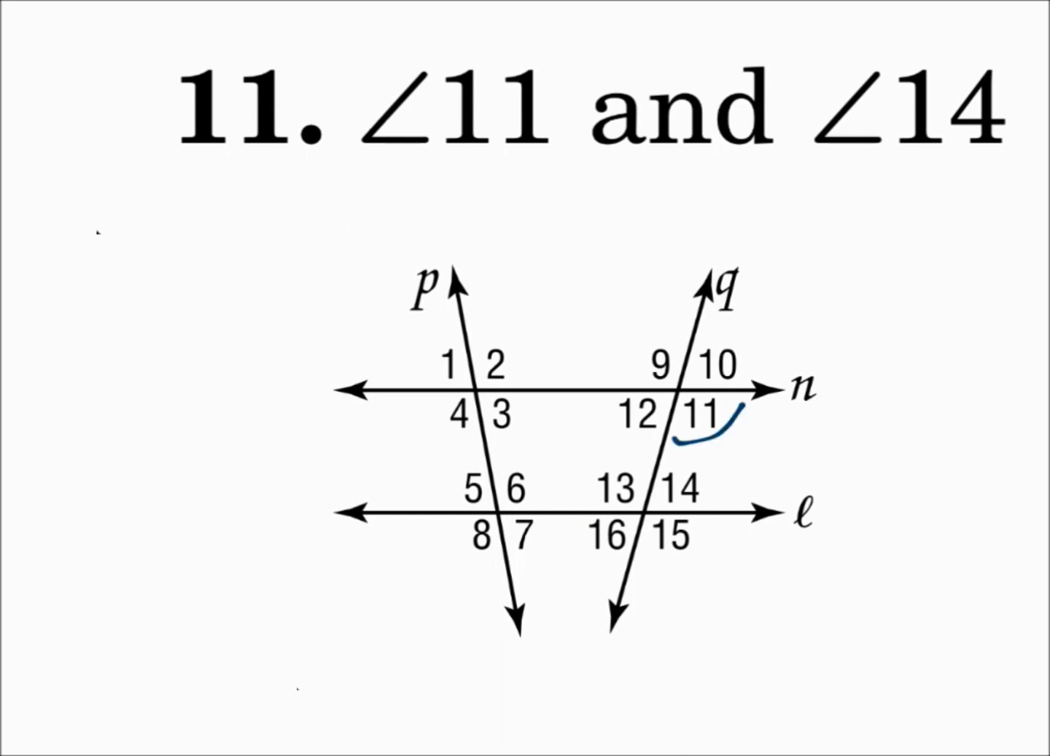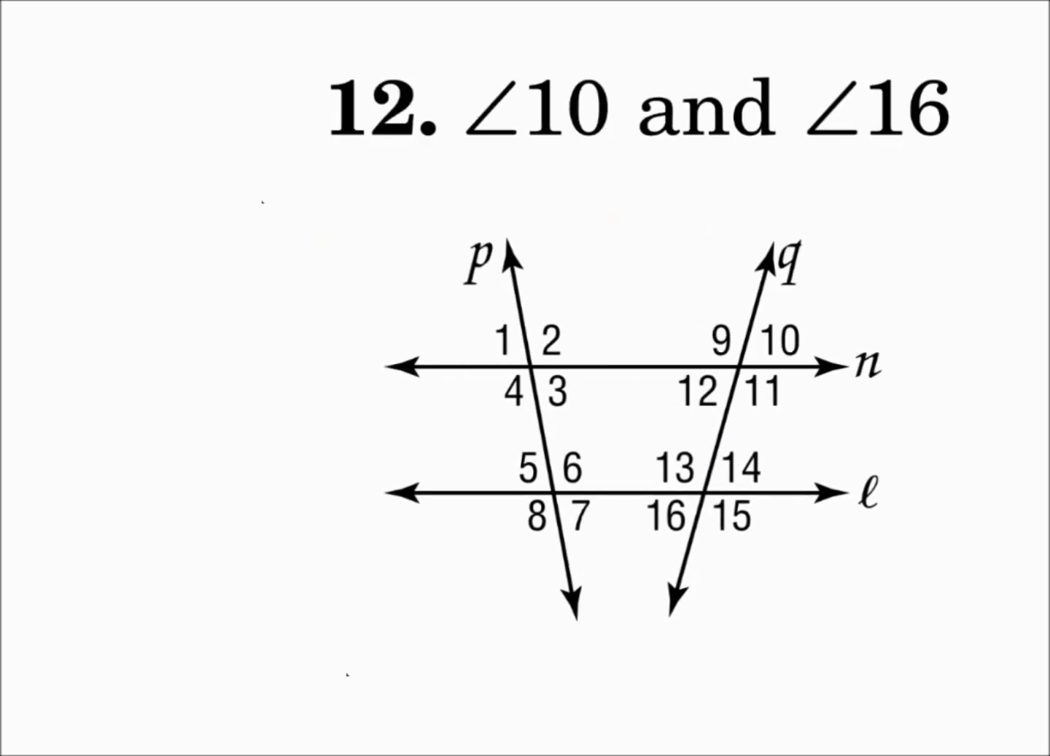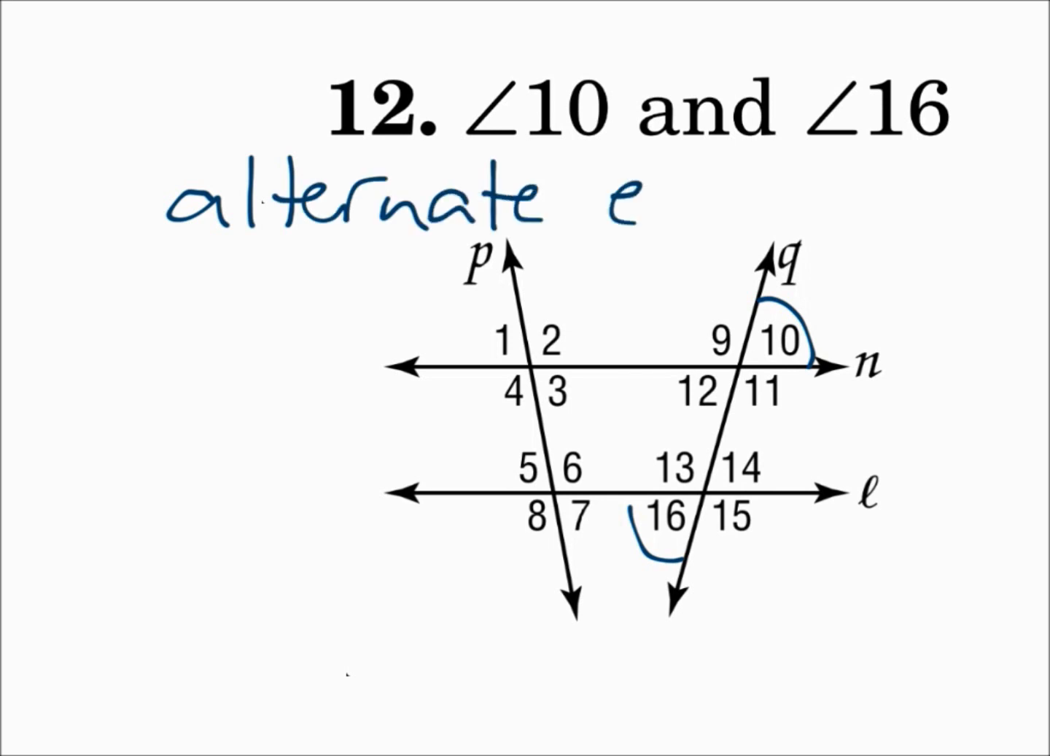Number 11, angle 11 and angle 14. Those are on transversal Q, in between the two lines on the same side of the transversal. That's consecutive interior angles. Number 12, angle 10 and angle 16. Those are on transversal Q, outside the two lines on opposite corners. That's alternate exterior angles.